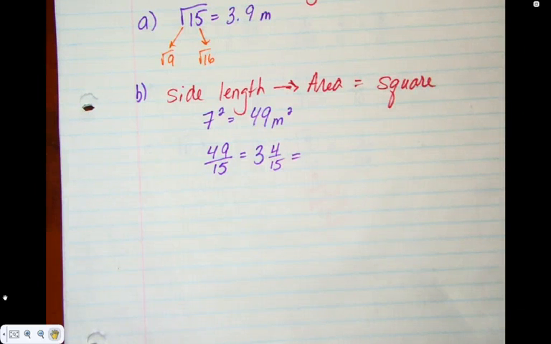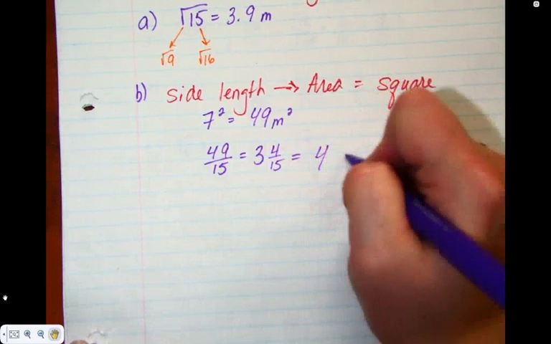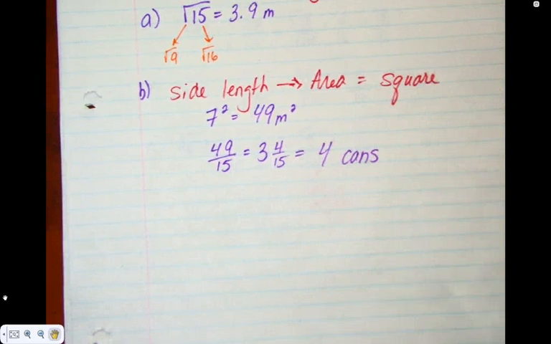But the question asks how many cans, and unfortunately you can't buy 4/15 of a can. How many cans do you need to buy? 4 cans. Questions so far?